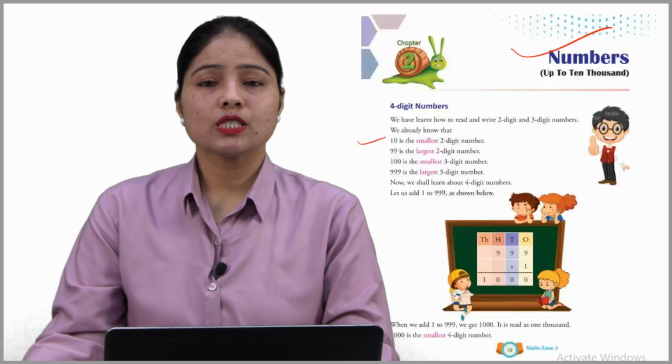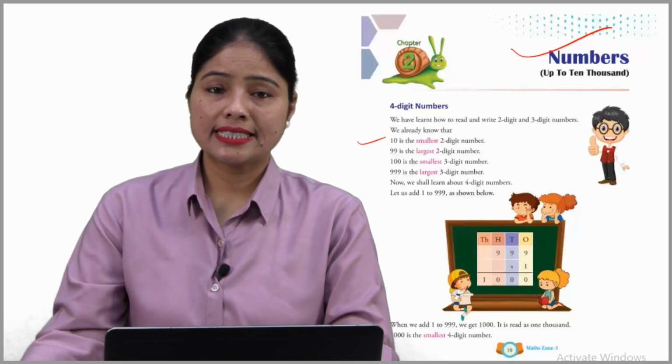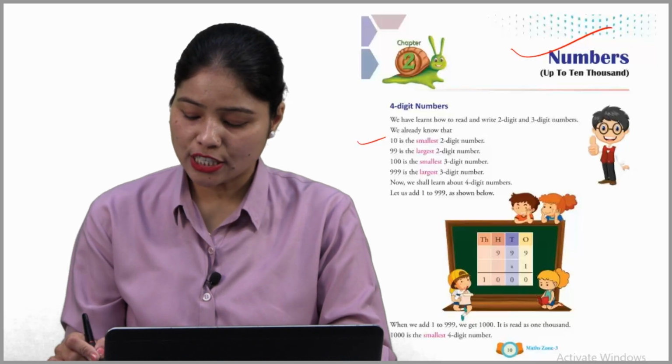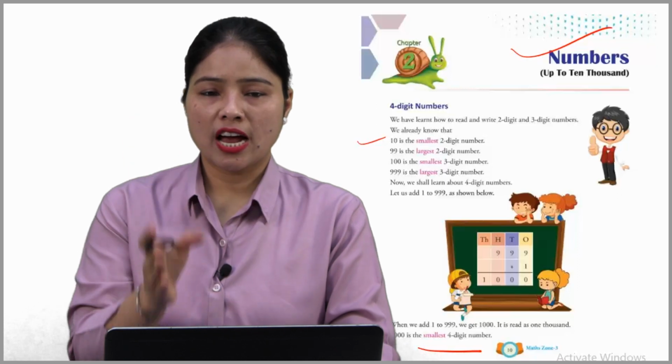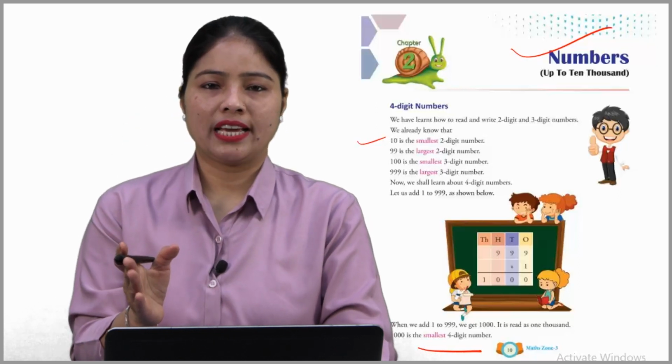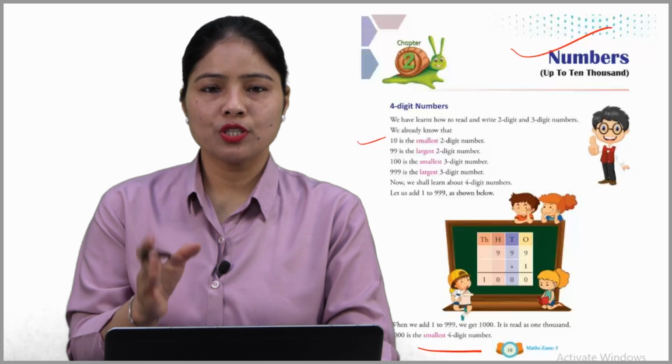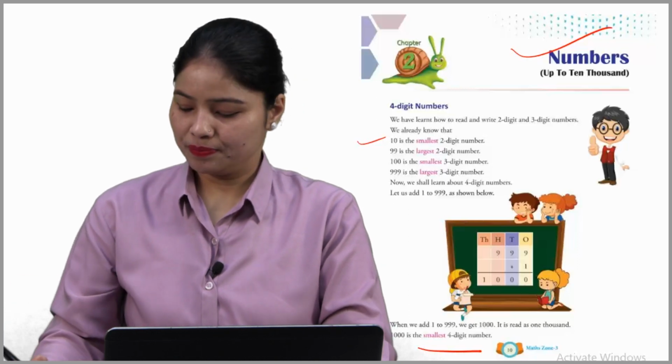It is read as 1000. 1000 is the smallest 4 digits number. Okay? So कह रहे हैं कि 1000 हमारा 4 digits का सबसे छोटा नंबर होता है. Okay बच्चों? I hope you understood well. So next one.